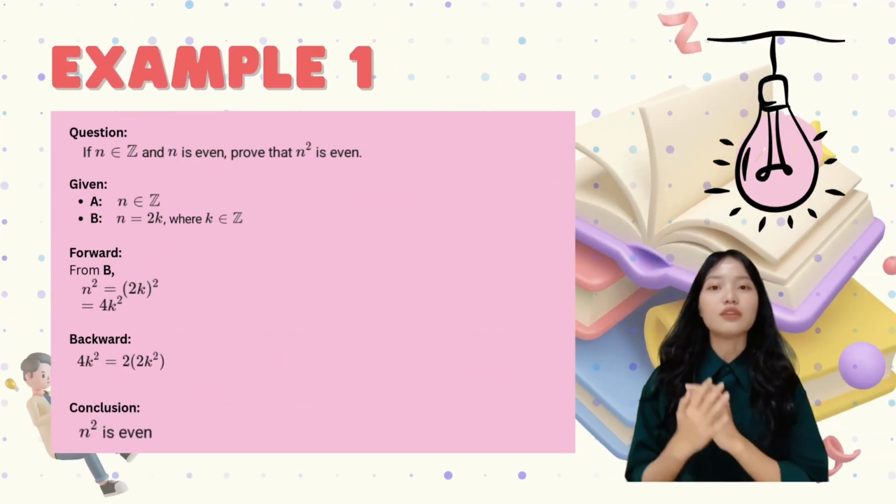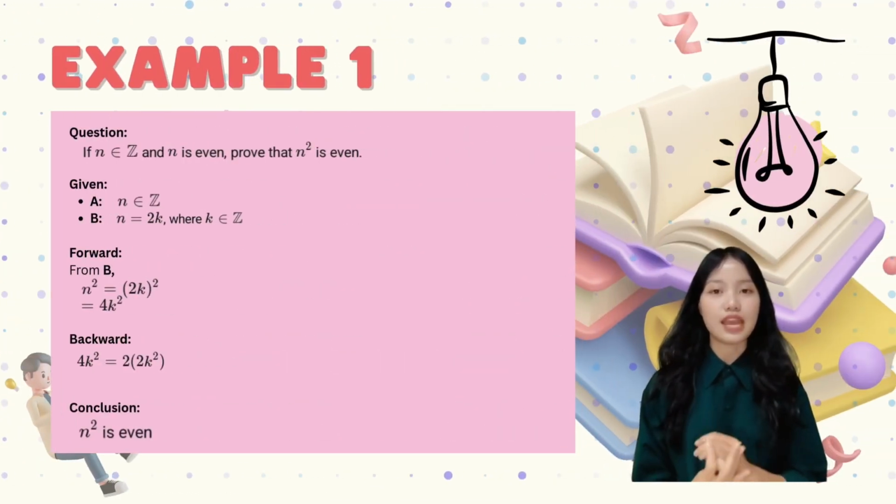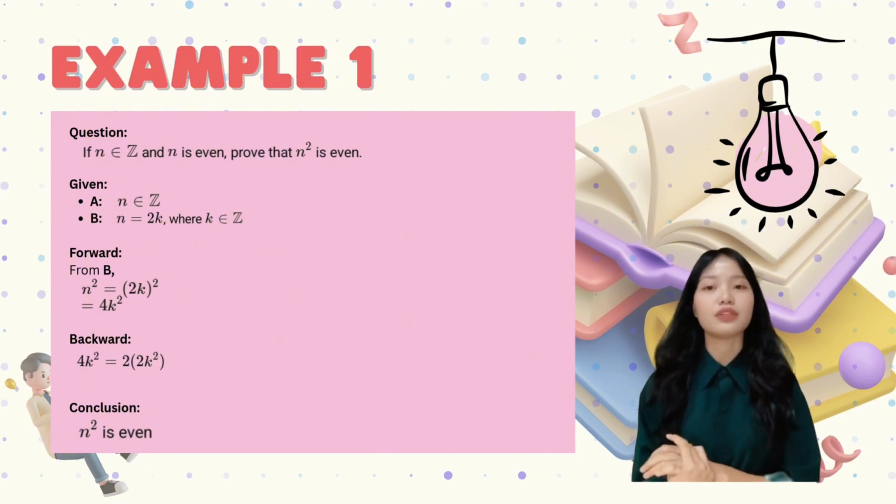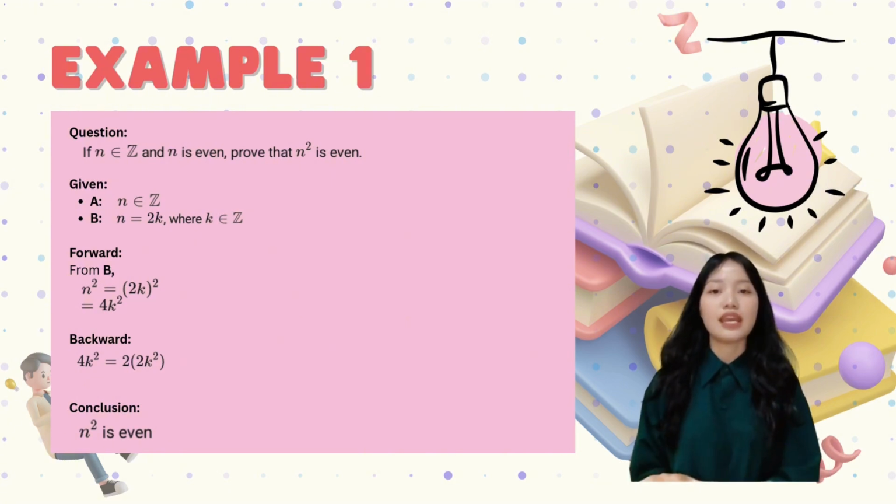The question is, if n is an element of the integers and n is even, prove that n squared is even. The given information is A, n is an element of the integers, B, n equals 2k, where k is an element of the integers. Using the forward step, from B, we substitute n equals 2k, so n squared equals 2k squared, which equals 4k squared. Using the backward step, we see that 4k squared can be written as 2 in brackets 2k squared, which is divisible by 2. Therefore, n squared is even.